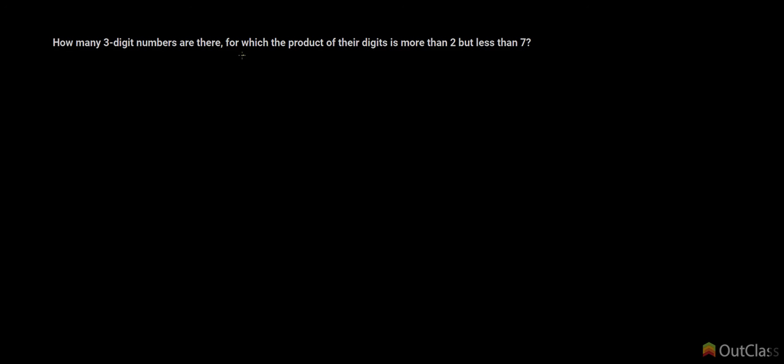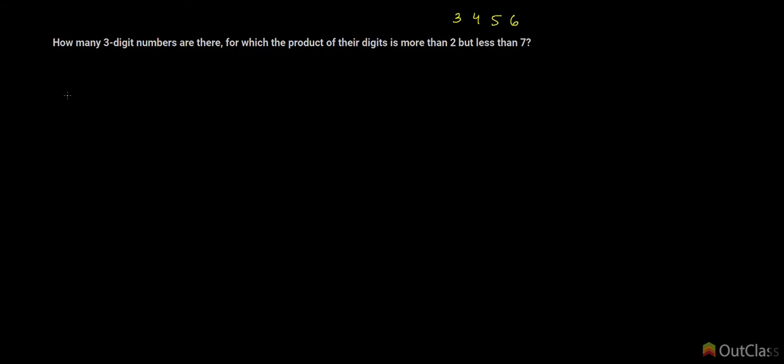How many 3-digit numbers are there for which the product of their digits is more than 2 but less than 7? So the product has to be either 3 or 4 or 5 or 6. This is a permutation and combination question.